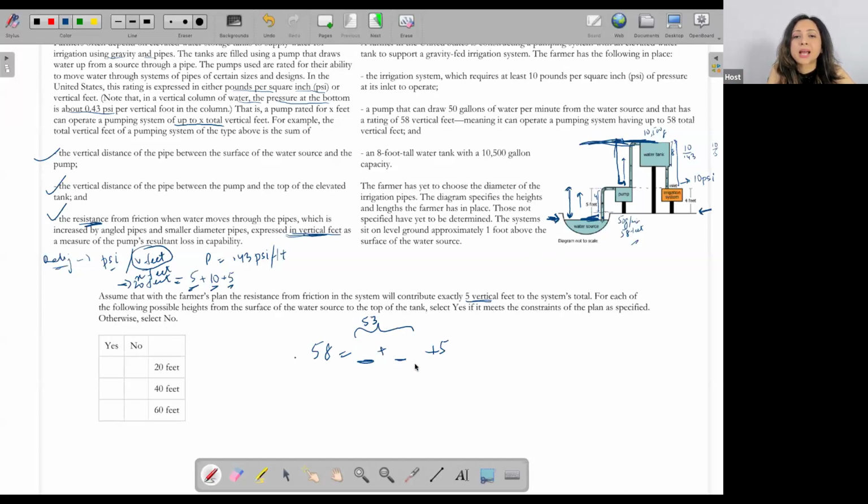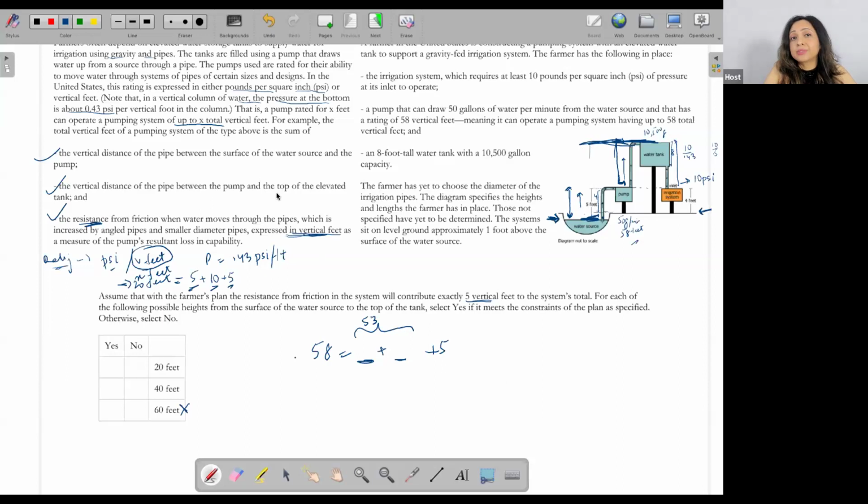This can at most add up to 53. So then, of course, my 60 feet is certainly not possible. This is a no. We know that, right? This height, from here to here, cannot be 60 feet. Okay, it can be 40 feet, fine, but can it be 20 feet? From here to here, can it be 20 feet?